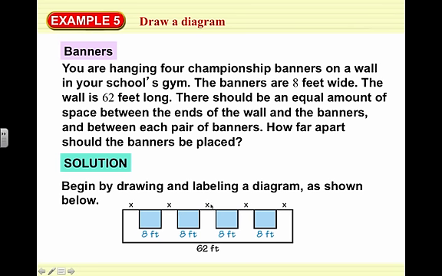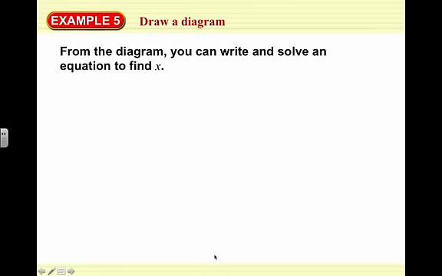And then we have another x feet of space. Our third banner, 8 feet long, space of x feet. Fourth and last banner, which is 8 feet long, and then we need that same amount, x feet of space, till we get to the second wall. So we're going to have x plus 8 plus x plus 8 plus x plus 8 plus x plus 8 plus x equals 62. That's our equation. You can see it's all written out there.